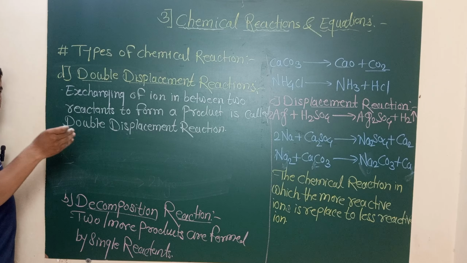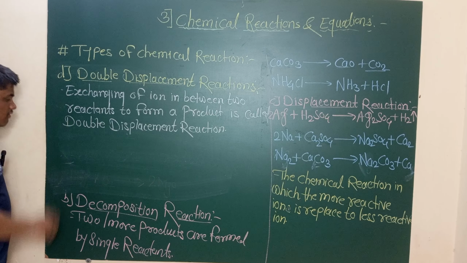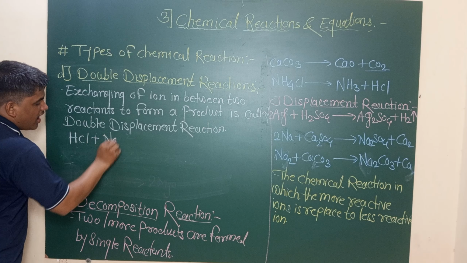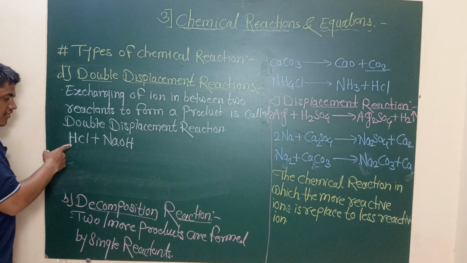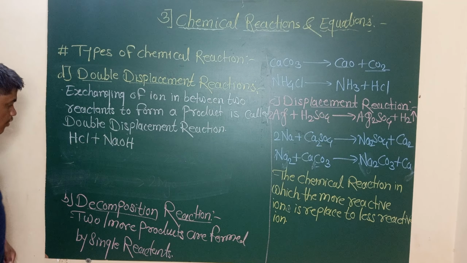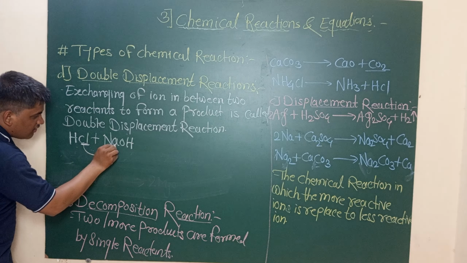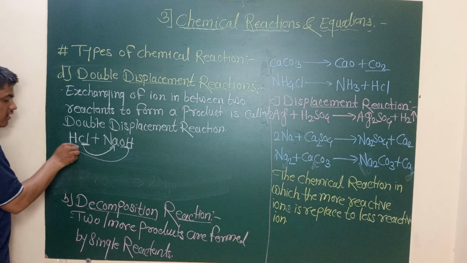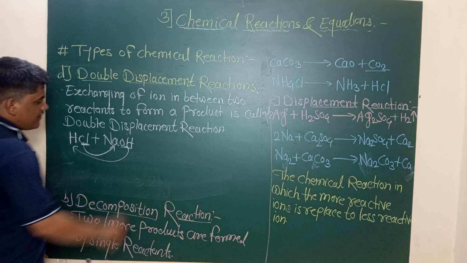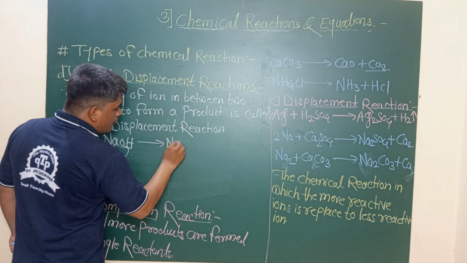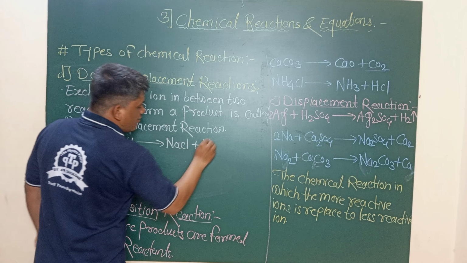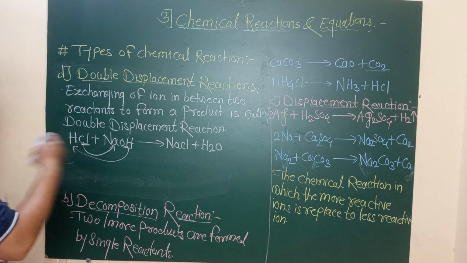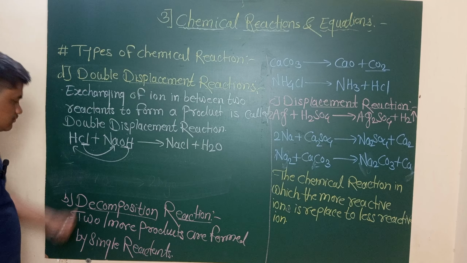For example, we have just discussed this example in lecture number 1. That is HCl, hydrochloric acid, reacting with NaOH. The Cl forms a bond with the sodium, and the hydroxide OH forms a bond with the hydrogen to form sodium chloride plus H2O. This is an example of a double displacement reaction.